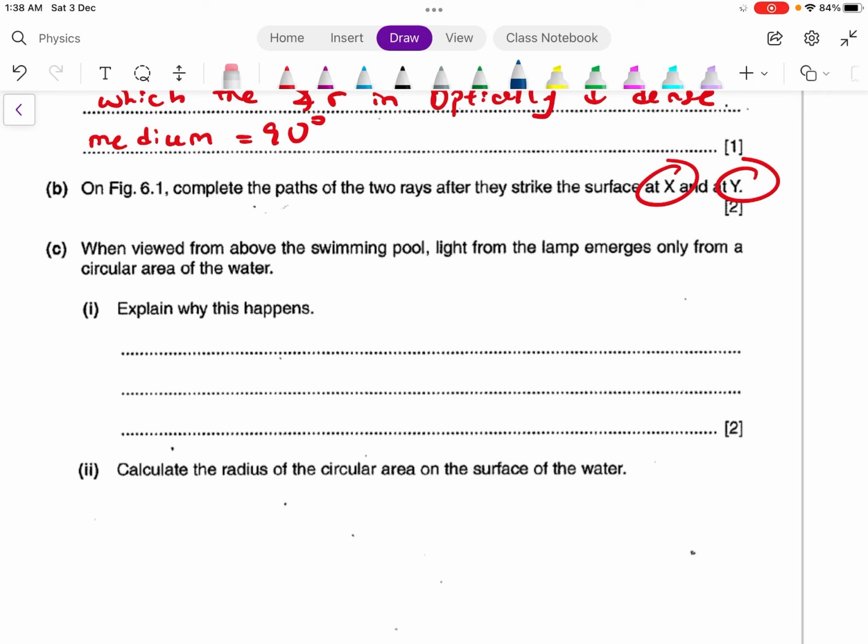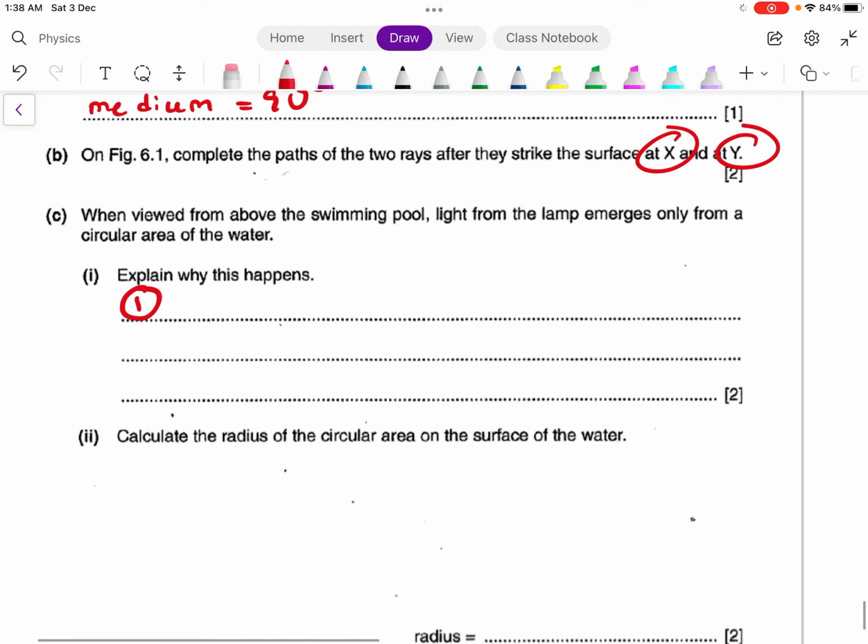So explain why this happened. 2 marks. The first mark, you talk about the so-called circular area, the thing that you can see. Then the second mark, you talk about the dark areas in which the light doesn't exit the water.